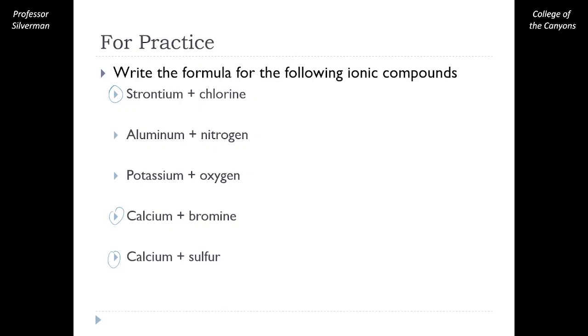If we're starting with strontium and chlorine. Strontium we know is the symbol Sr, and since it's in column 2, it has to have a charge of 2+. Chlorine is in group 17. It has to have a charge of -1. I'm going to do that first method I introduced just for fun.